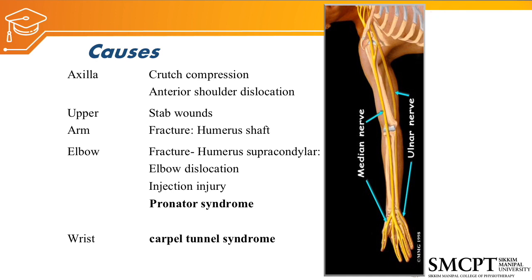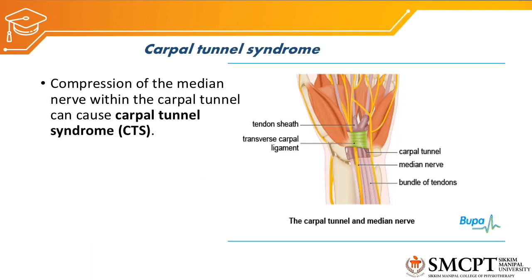Pronator teres syndrome is one of the main causes at the level of the elbow, and at the level of the wrist, carpal tunnel syndrome is one of the important causes. So these two topics are important: carpal tunnel syndrome and pronator teres syndrome. So let's discuss carpal tunnel syndrome. Carpal tunnel syndrome is the compression of the median nerve within the carpal tunnel.